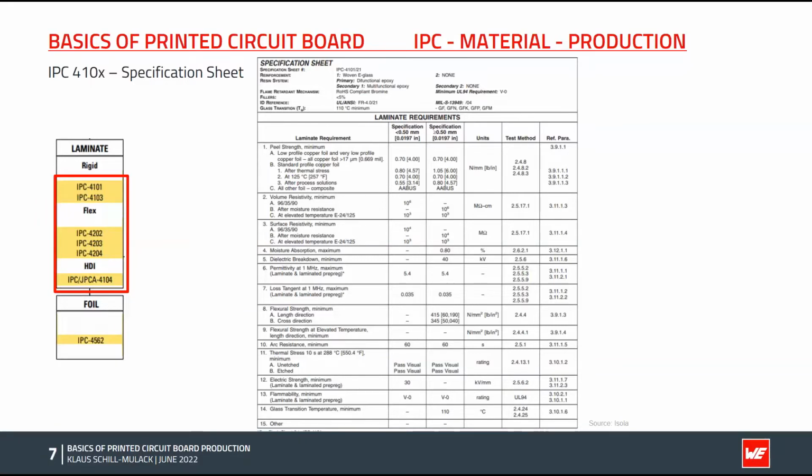In the IPC standards for laminate, you can find specification sheets which contain records on specific material systems. For example, reinforcement types are described, which could be glass or aramid. Resin types are described, for example, if it's epoxy or polyimide or something like this, or fillers and flame retardants, glass transition temperature, and even electrical properties are described.